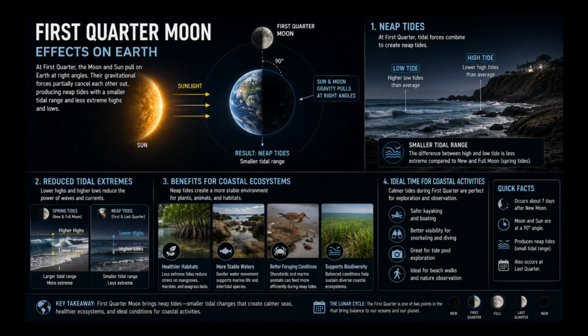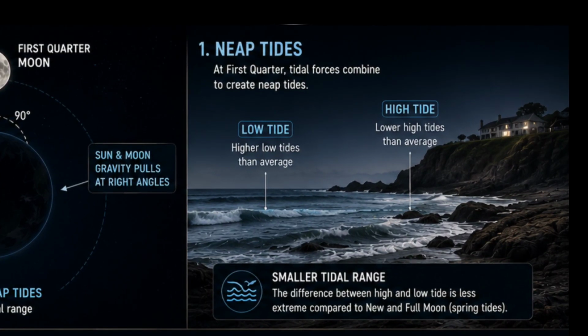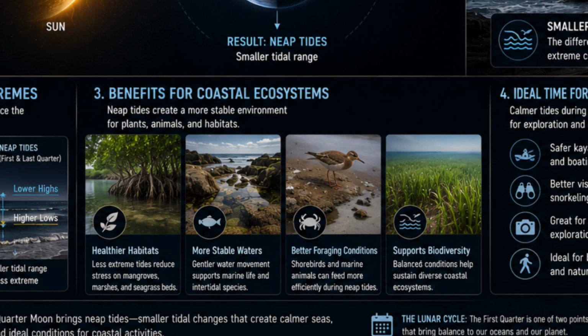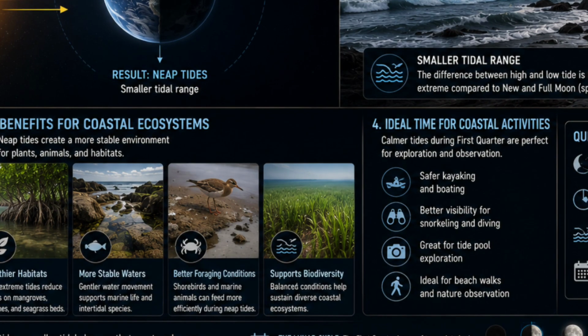On Earth, the moon's gravitational pull still affects the oceans, but tides are less extreme than during the new moon and full moon. This phase is associated with neap tides, when the gravitational forces of the moon and sun partially offset each other. As a result, the difference between high and low tide becomes smaller. While these tidal changes may seem minor, they can influence coastal ecosystems, marine feeding cycles, and navigation in shallow waters.